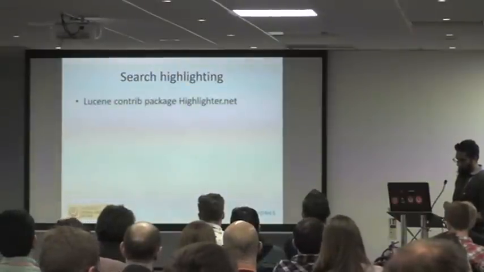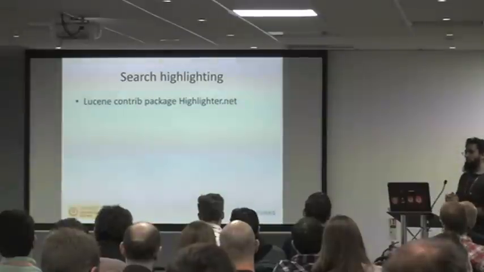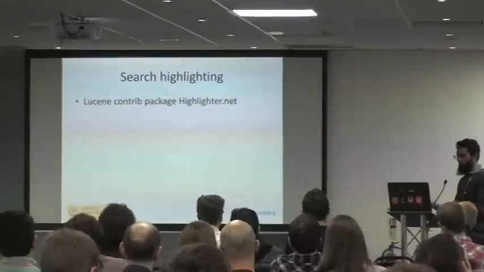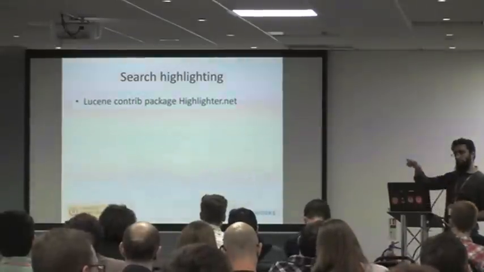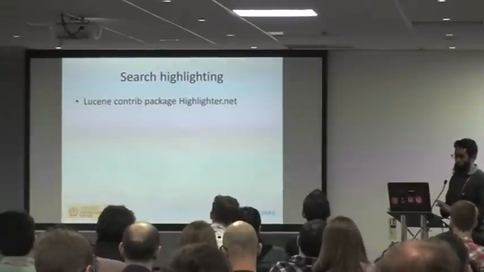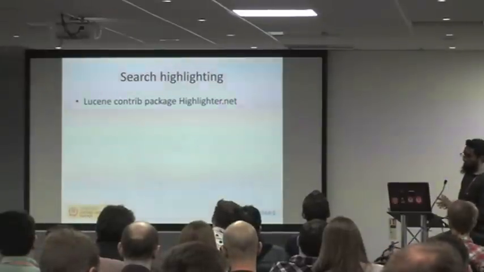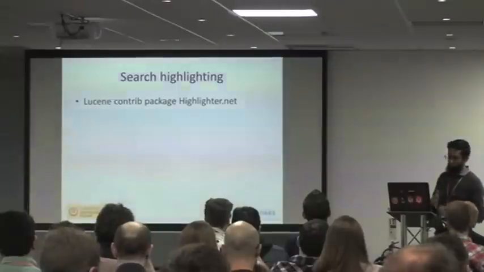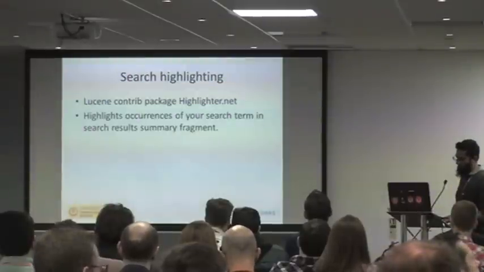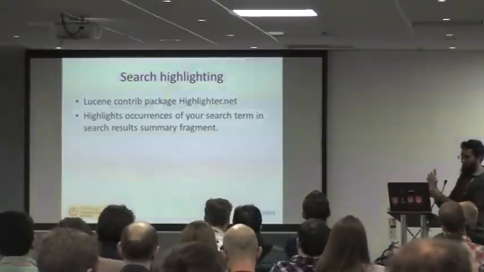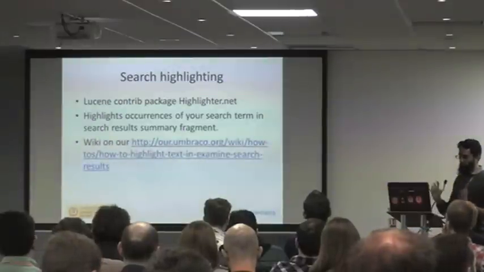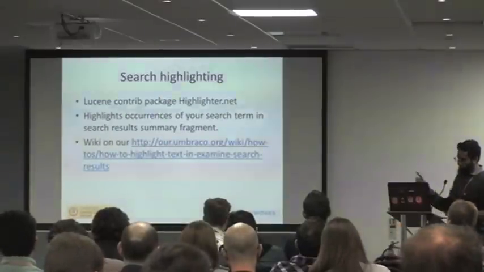So very quickly, search highlighting. This is more like the Google type thing where you do a search and you come back with a set of results, and the keyword that you've typed in has been highlighted within the actual content. There is a Lucene contribution package called Highlighter.net which does exactly this. It highlights any occurrence of your search term, but it will also pull back a result summary fragment in and around the keyword that it's found. So there's a wiki entry.